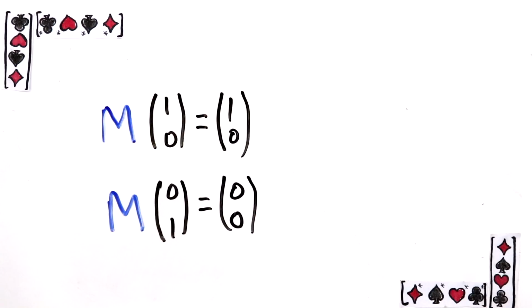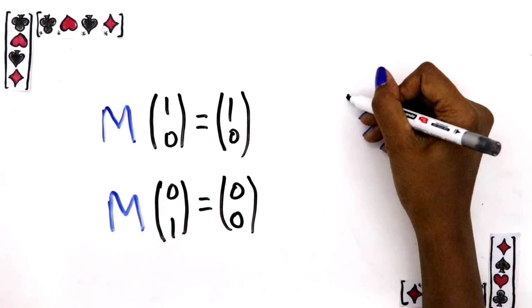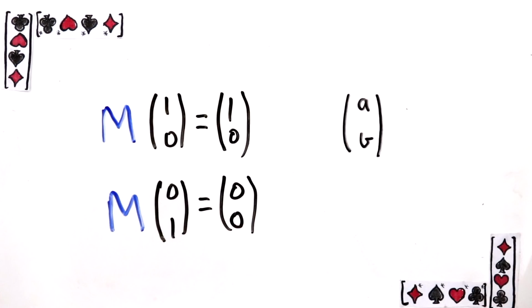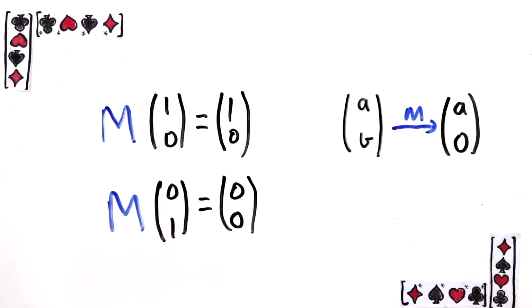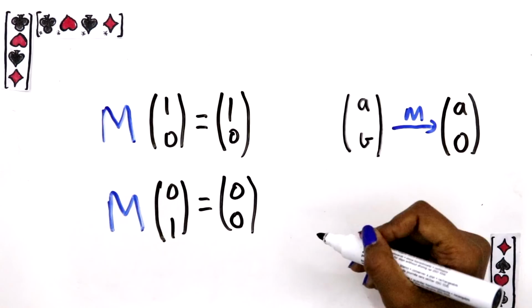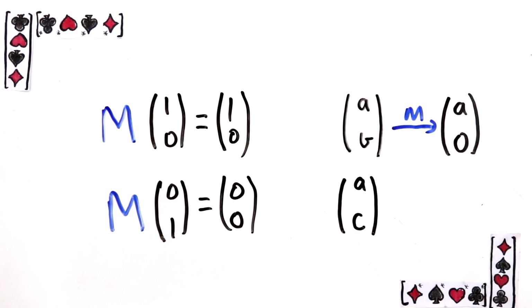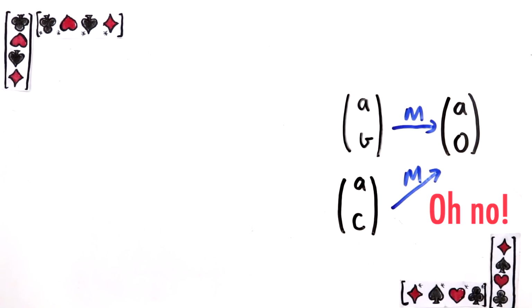The answer is no. Let's try to understand why intuitively. Let's pick a vector, which in our basis looks like this. When we apply M to it, it just cuts the second bit off. What about another vector that starts off like this? Where does it end up? Also the same, right? Do you see the issue with that?